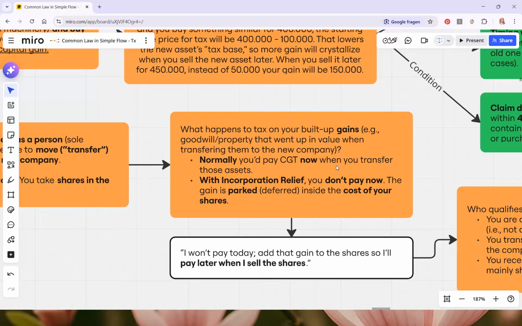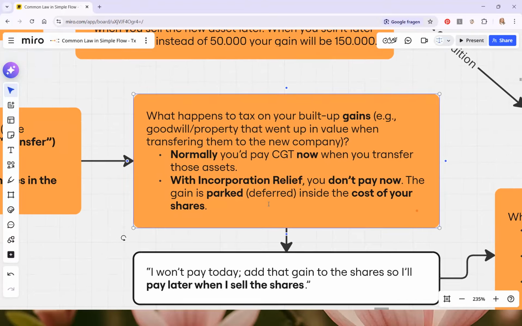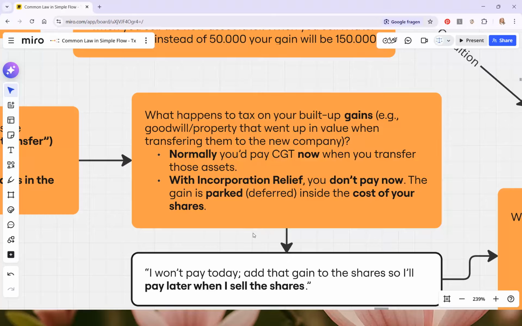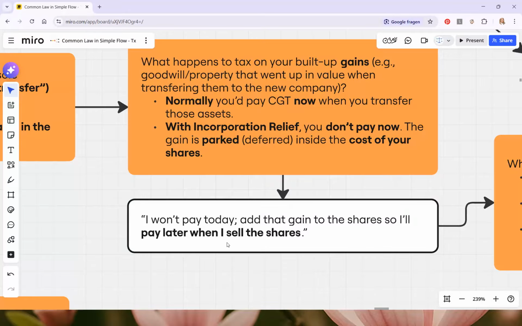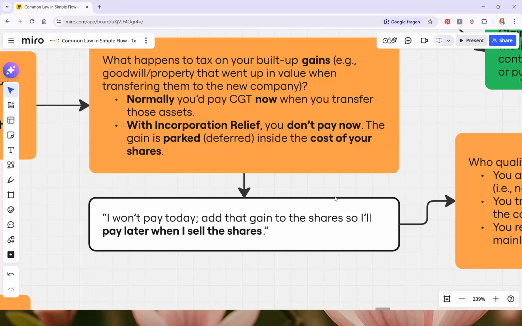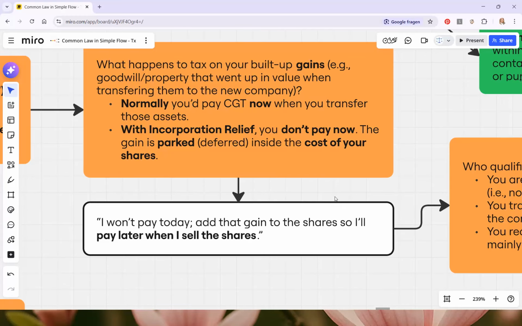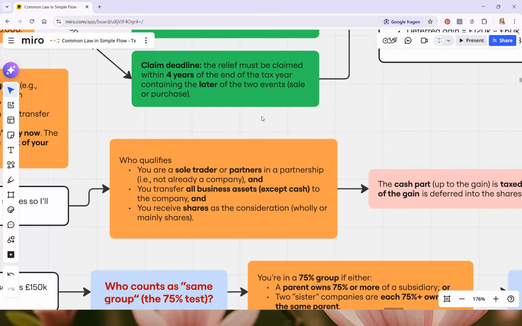So normally you'd pay CGT now when you transfer those assets. With incorporation relief, you don't pay now. The gain is parked, deferred inside the cost of your shares. This is, I won't pay today, add that gain to the shares, so I'll pay later when I sell the shares. Okay, so it's parked, it's added to your shares, and you will pay your CGT later when you sell those shares.